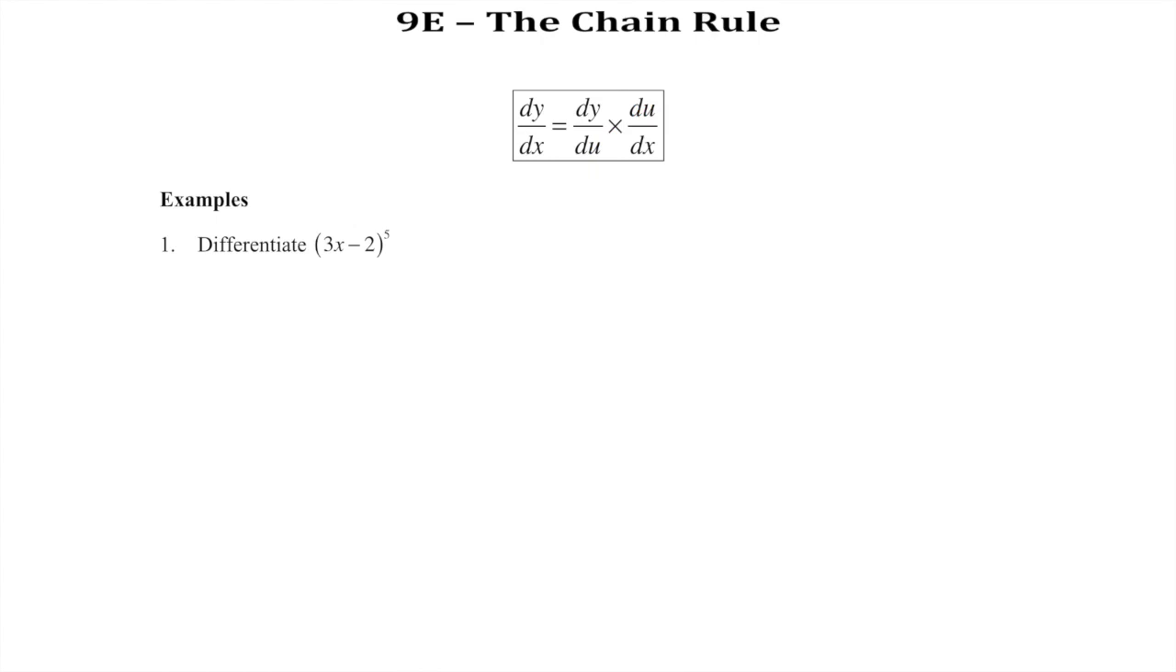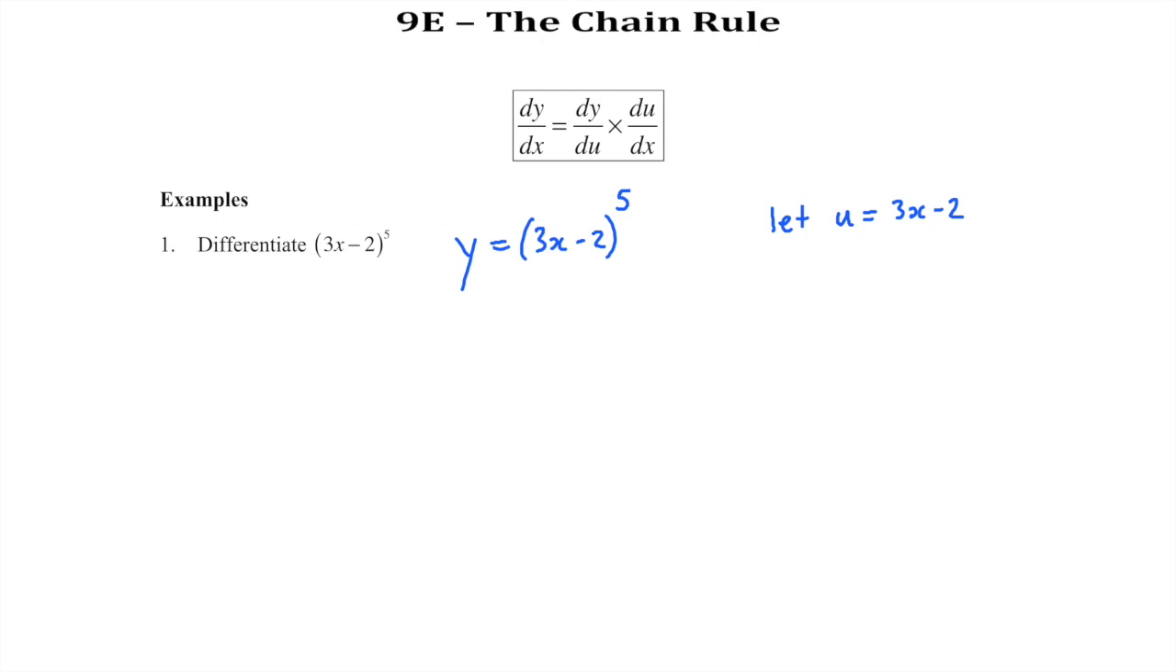So let's actually break it down. I'm going to say y equals (3x − 2) to the power of 5. I can't differentiate this directly because there's a bracket to the power of 5, and I really don't want to write the bracket out 5 times and go through the FOIL and expanding process. That's very time consuming. So what I'm going to do is let u equal the bit inside the bracket.